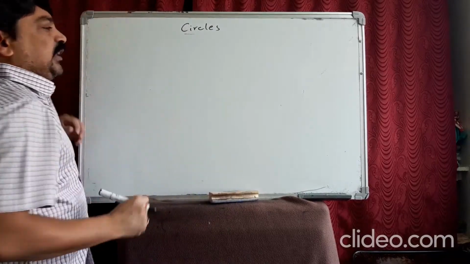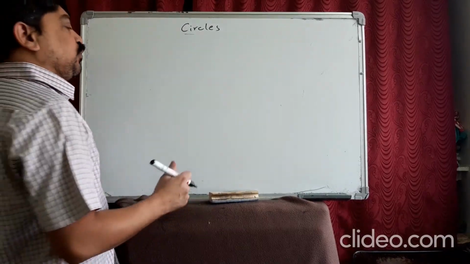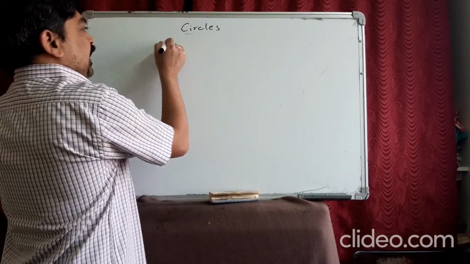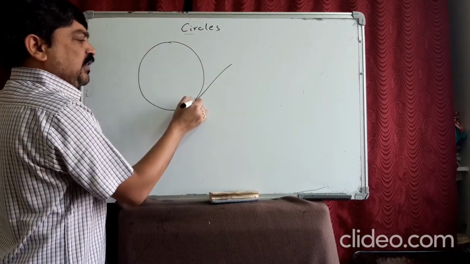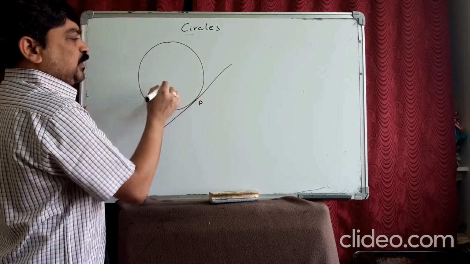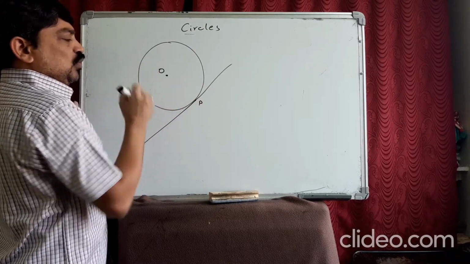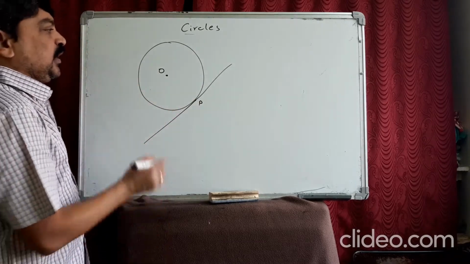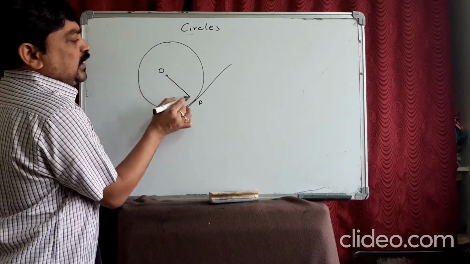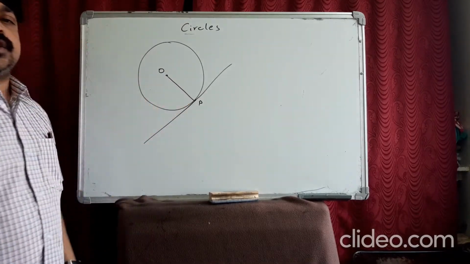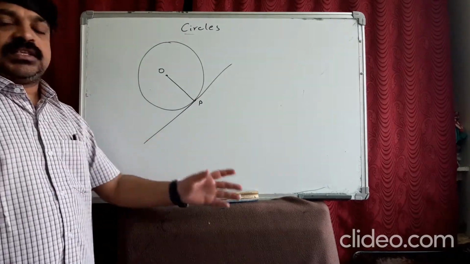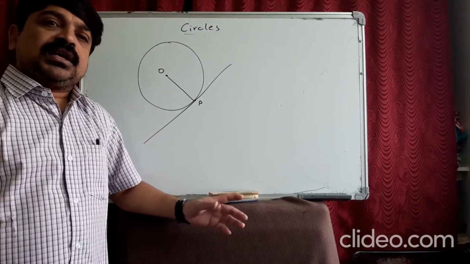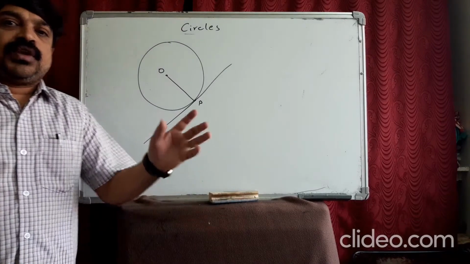And the property of a tangent of a circle, what happens, and there is a proof for this also. Suppose I take a tangent anywhere, say at P, and O is the center of the circle. The radius is always perpendicular to the tangent, or the perpendicular drawn from the tangent will always pass through the center of the circle. That's what we have to prove.